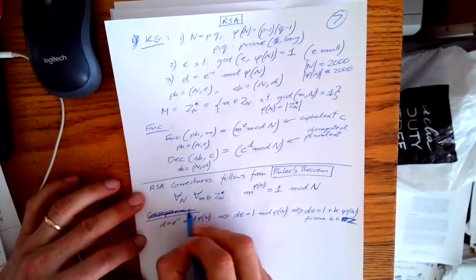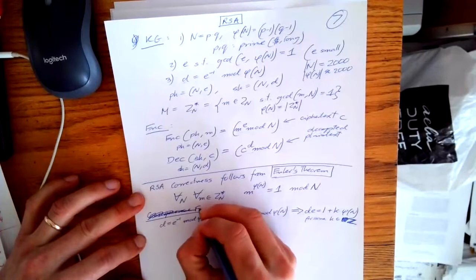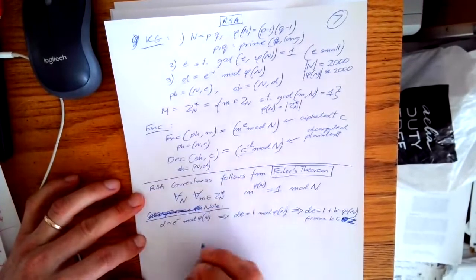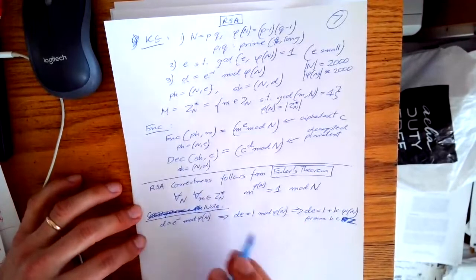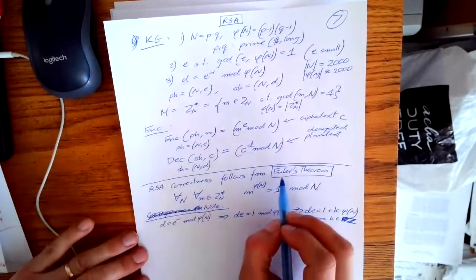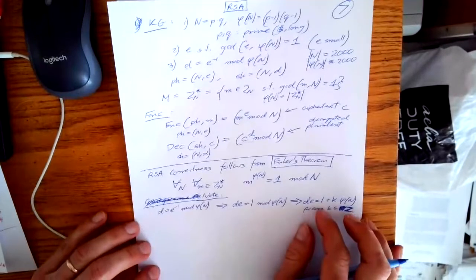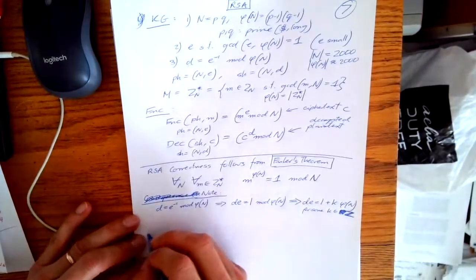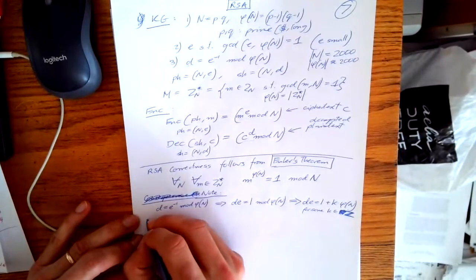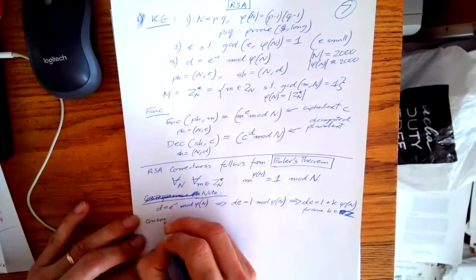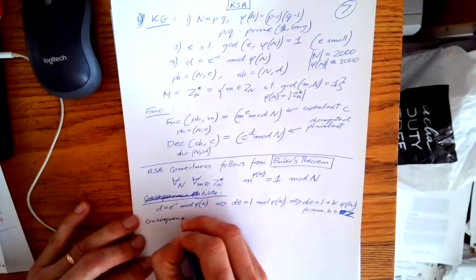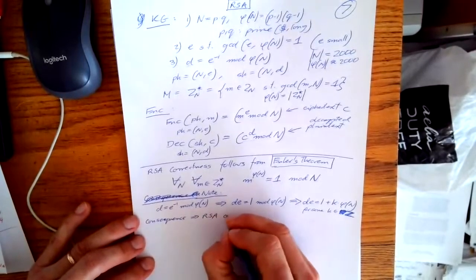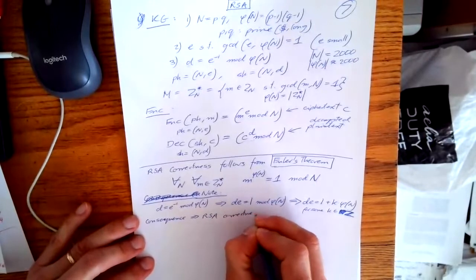Okay, so this is actually not a consequence of this. It's just a note. We'll use it to show RSA correctness using Euler's theorem. Okay, so now, RSA correctness. Why?